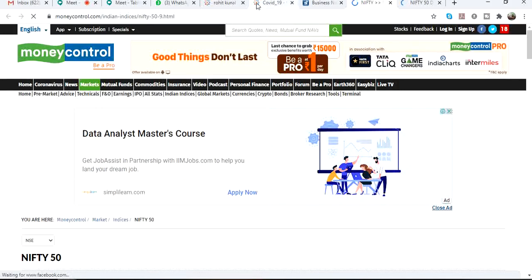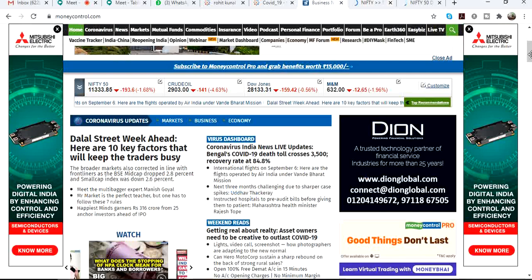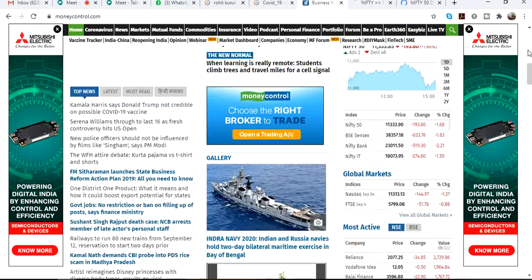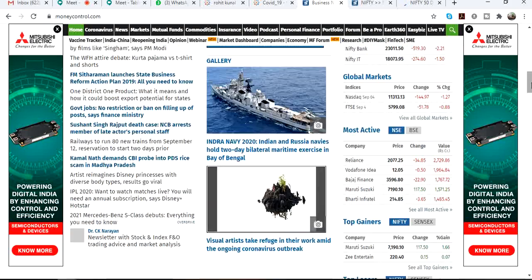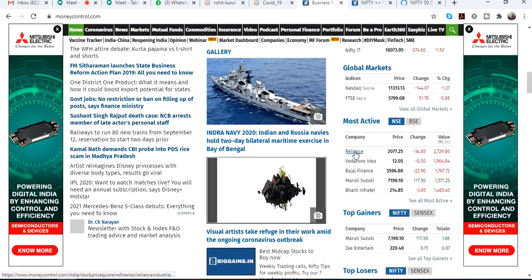Let me check. Maybe they have not given the Nifty graph. Maybe I'll go to an individual stock. I've seen the moving average a lot. So let me go to any individual stock. We may see it there.